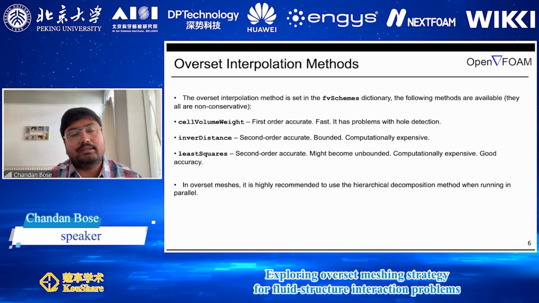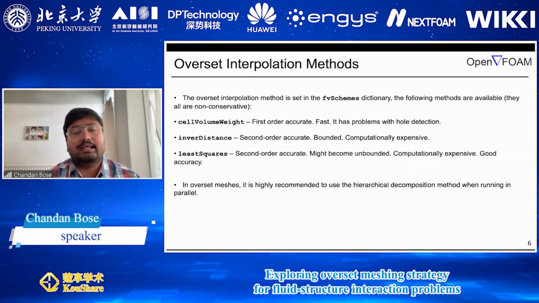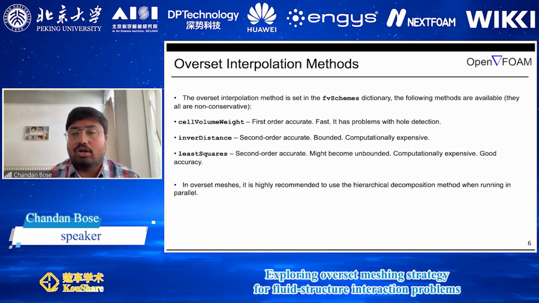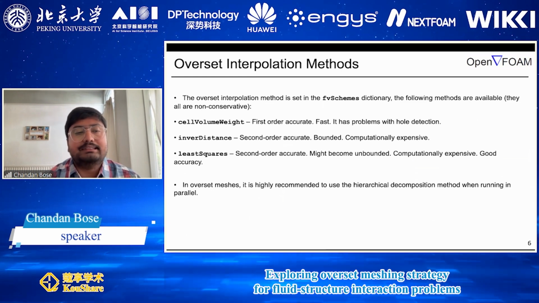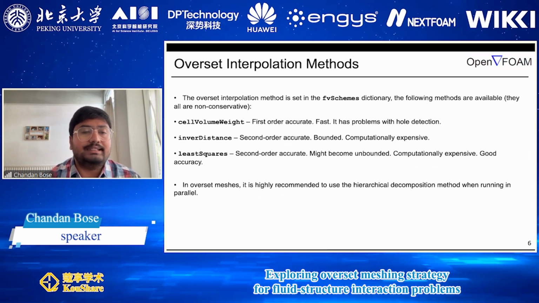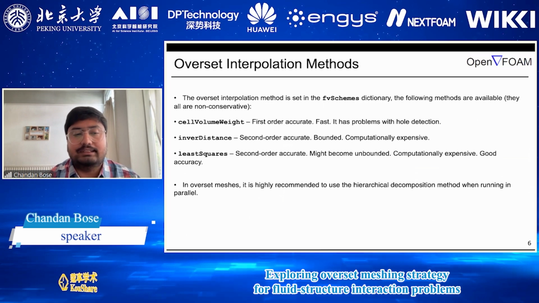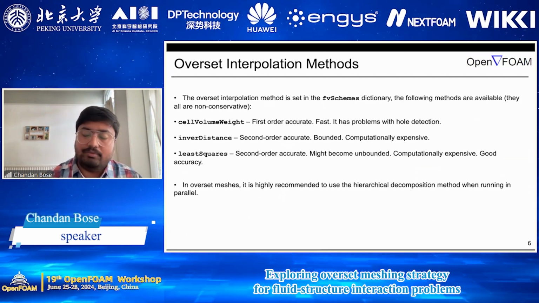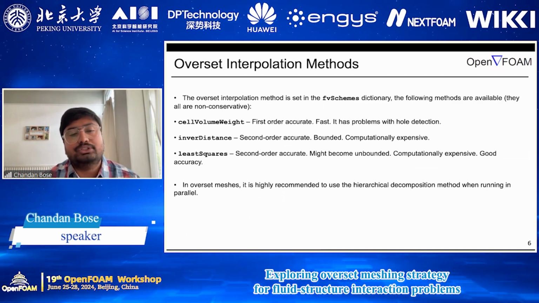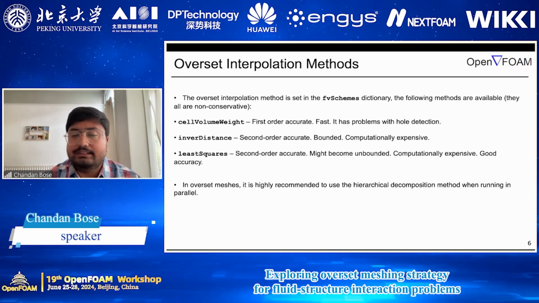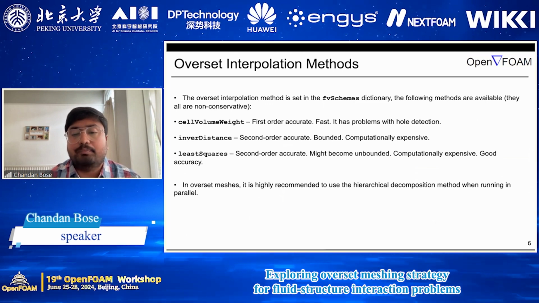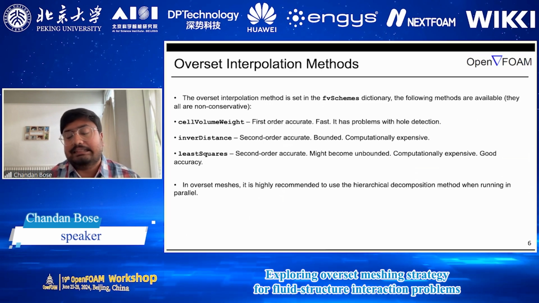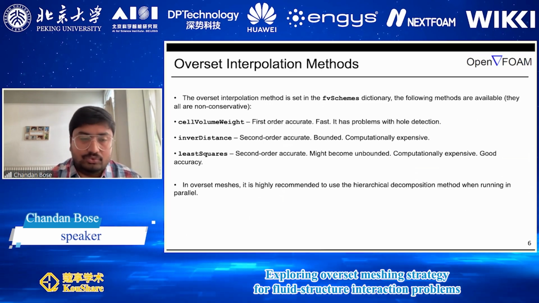Now, coming to the interpolation methods, we know that there are different classes of interpolation methods with different orders of accuracy. However, these three are the most popular ones: cell volume weight, inverse distance, and least squares. I will go through them in a bit of detail. Also, if we solve this problem in parallel, it is very important to choose an appropriate domain decomposition technique to maintain the priority of these cell zones.